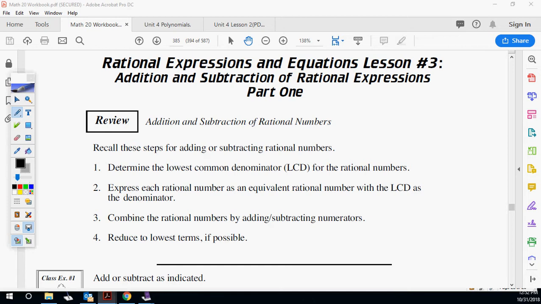This is just walking you through the common denominator steps. Combine the rational numbers by adding or subtracting the numerators, and then reduce to lowest terms if possible. So these are your steps for doing common denominators.